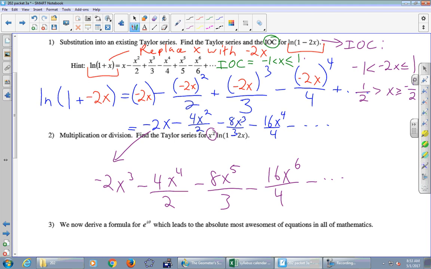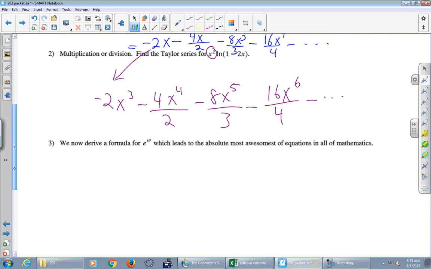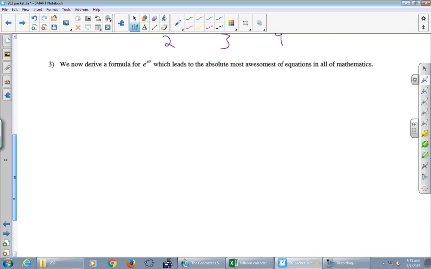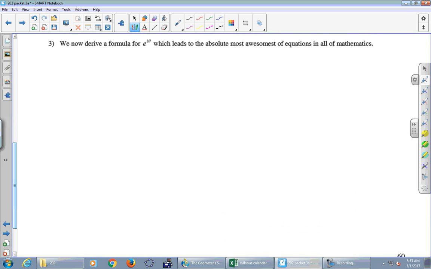Okay, let's take a look at number 3. It says we now derive, really we create is what we mean there, a formula for e to the i theta, which leads to the absolute most awesome equations in all of mathematics. At the end of this, we're going to write down my favorite equation in the universe. I'm sure you have your own, right? We could debate this, but we're going to build mine right here.